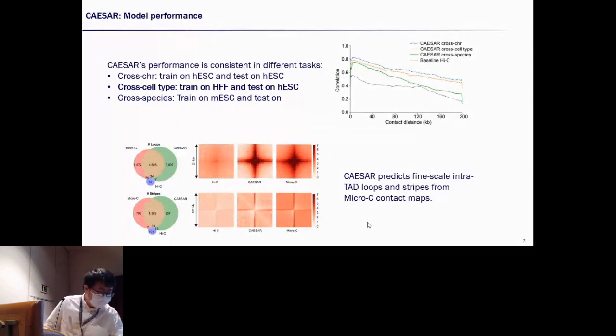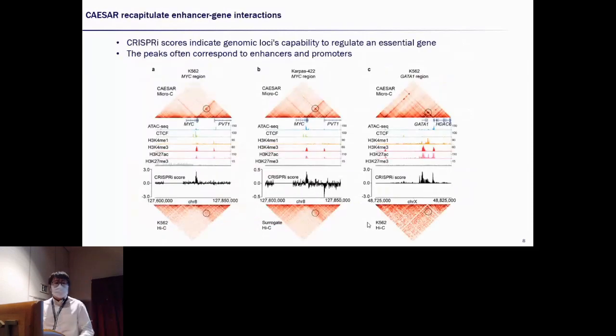As we mentioned before, transcriptional regulation is highly related to 3D interactions between genomic regions. We could also validate our model by checking whether it can predict this kind of interaction. We use CRISPRi to locate the gene-enhancer pairs. I'll skip the details here, but we only need to know that the peaks of CRISPRi scores usually correspond to enhancers and promoters. In the example region in K562, Caesar can predict the interaction between the MYC gene and its enhancer in PVT1, which Hi-C cannot.